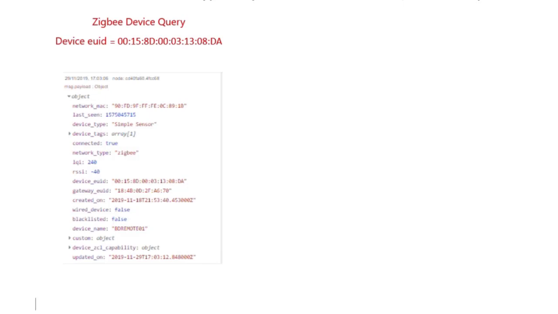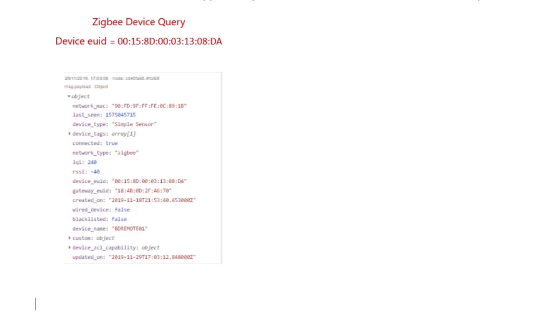So we have its network MAC address, we have an IoT epoch telling us the last time that device was seen, we have the report of what that device is saying that it is, so it's reporting that it's a simple sensor, and we have some device tags. We can also see that the device is currently connected into our IoT controller. It's a Zigbee device, and then we have a whole load of protocol information about LQI, RSSI, and information about the rest of the network.